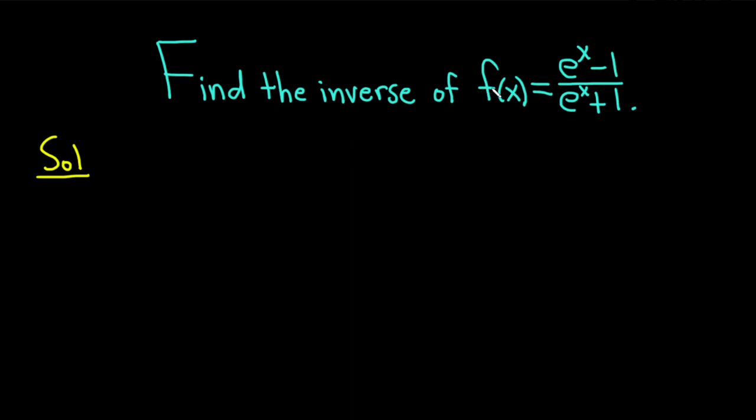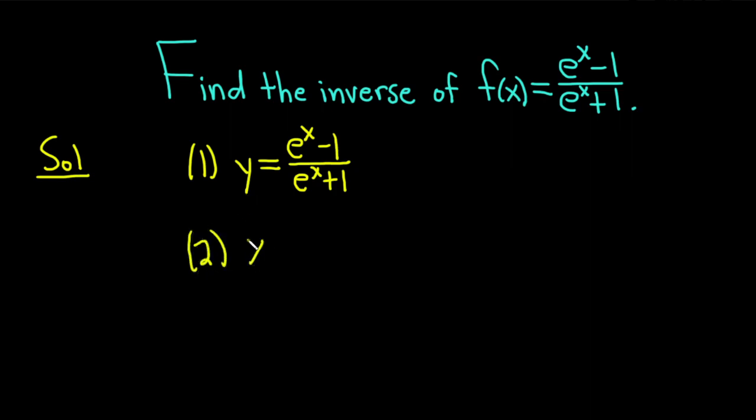So the first step when finding the inverse of a function is to replace f of x with the variable y. So in step 1, I'm just going to write y equals e to the x minus 1 over e to the x plus 1. In the second step, we're just going to interchange x and y. So instead of y, we write x, and this is equal to, instead of x, we write y's. So it's e to the y minus 1 over e to the y plus 1.